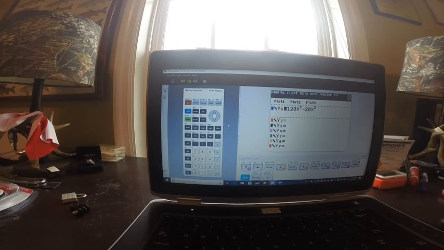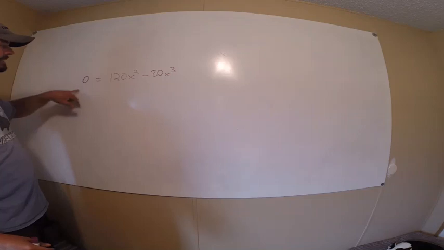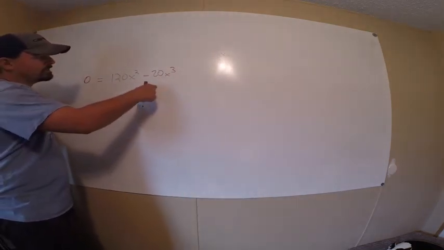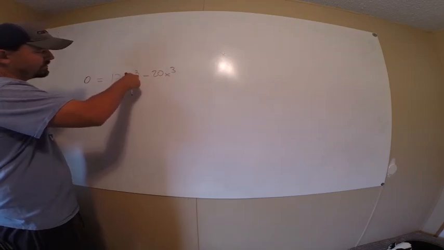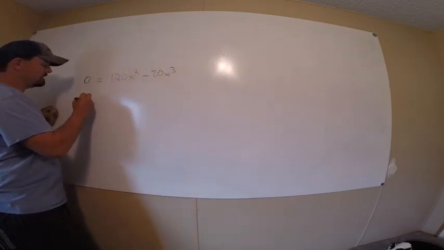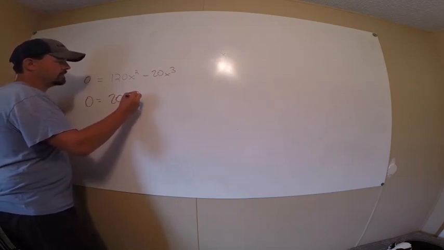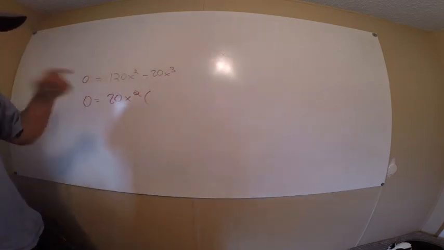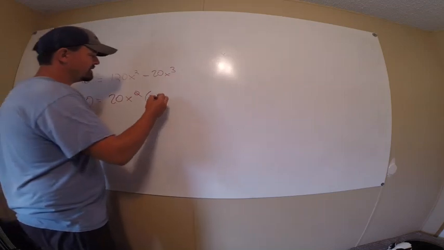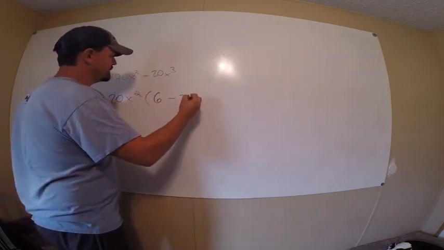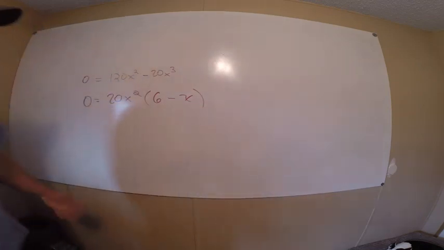But I'm going to go on the board real quick, and I'm going to show you how to factor it out by hand. Find the real zeros by factoring. So I'm going to go ahead and set it equal to 0, and factor it as well. One of the things that I can pull out of here is obviously an x squared and a 20. So let's go ahead and do that. 0 equals 20x squared. Okay. I pull a 20 out of here, I'm left with what, 6? I pull a 20x squared out of here, I'm just left with minus x.